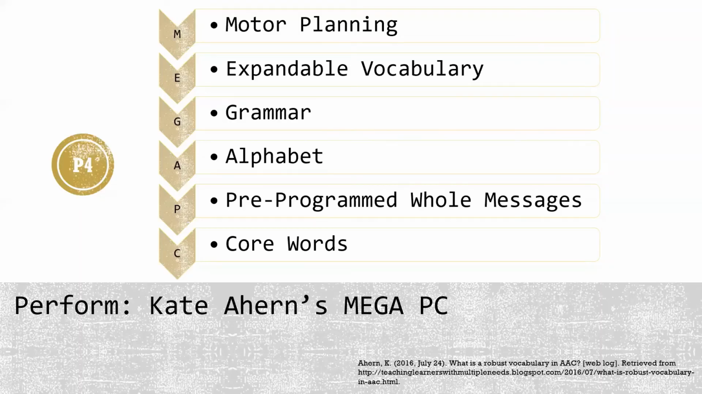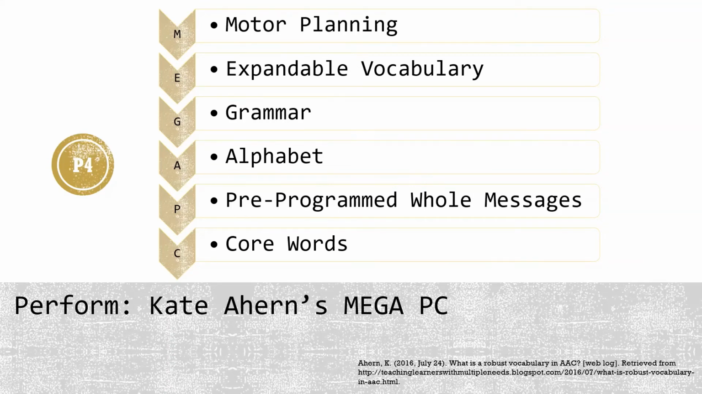So as we're looking at the different systems and what we're going to recommend, we probably all have heard about making sure the client has access to a robust AAC system. And what does that mean? One of the things that I loved is something I learned from Kate Ahern in a Talking with Tech podcast with Rachel and Chris. I don't know if you've heard about that podcast, but if not, it's a great one to listen to. She described what she considers a robust system, and she called it a mega PC, which I really loved.